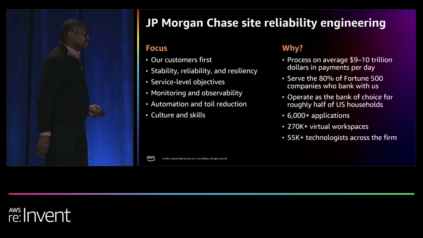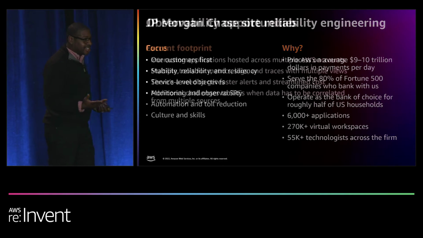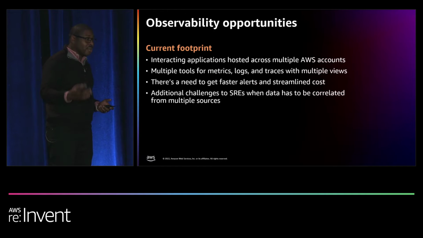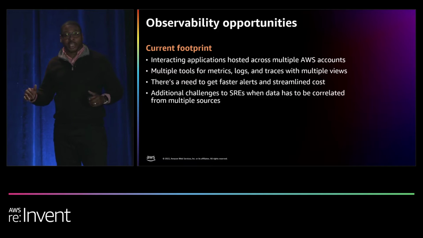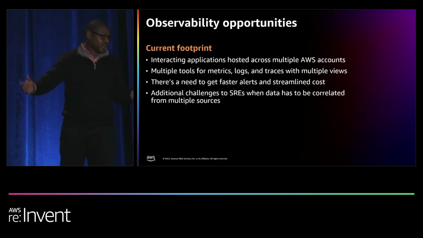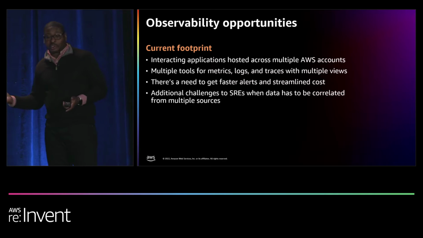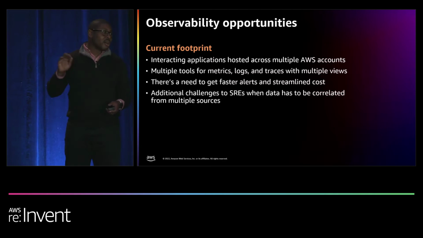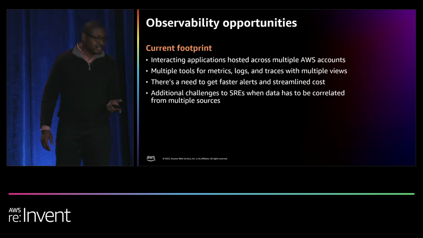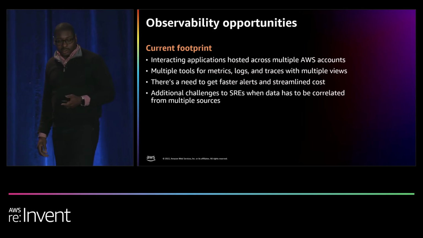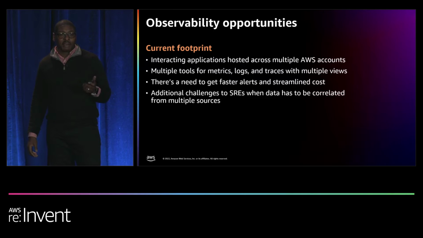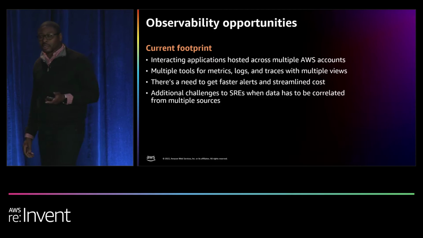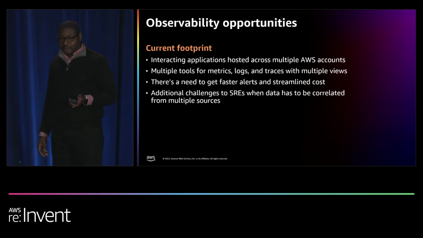Now, as you can imagine, with over 6,000 applications, as we move more and more applications to AWS every single day, we have interacting applications across multiple AWS accounts. And I'm sure, like just about all of you in here, we have multiple tools for metrics, logs, and traces. There's always a need for faster alerts and to streamline cost. And then there are the additional challenges of SREs having to correlate data from multiple sources.